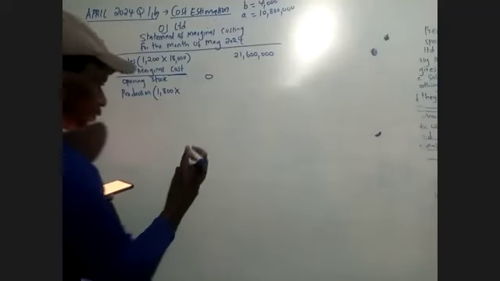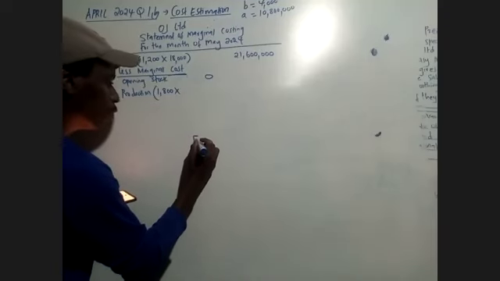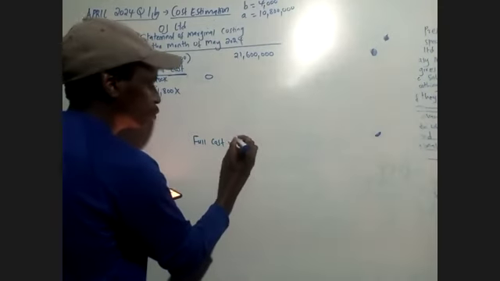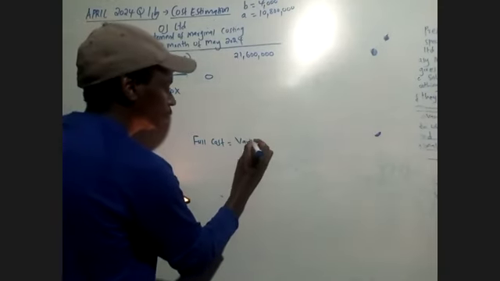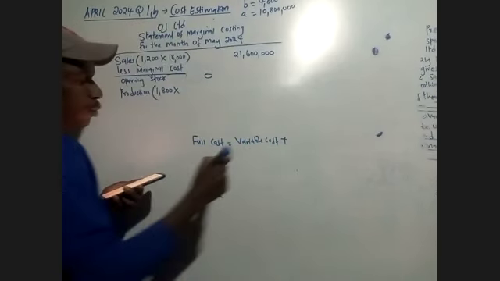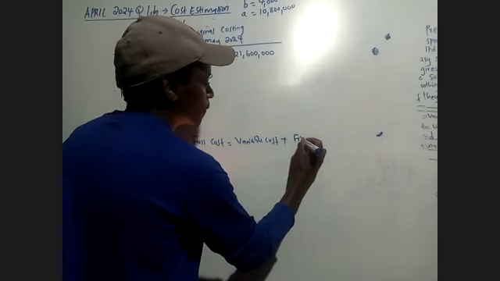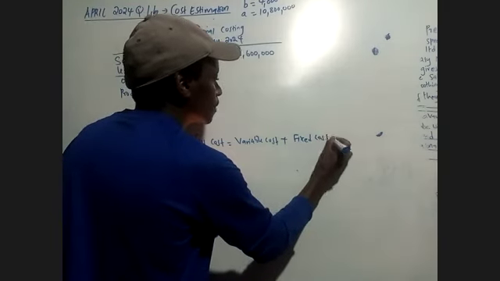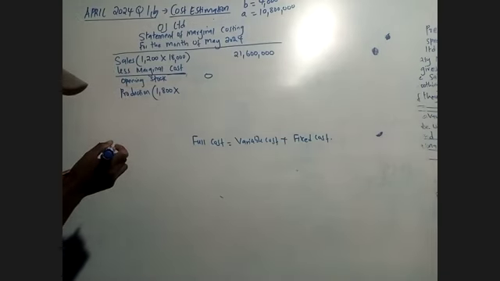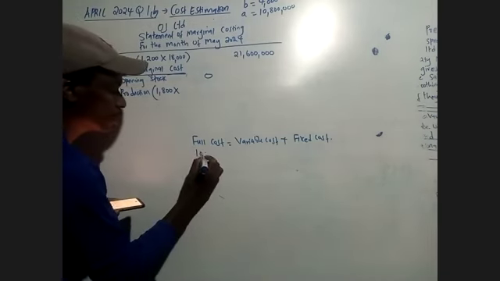Now let us come up with the equation here. Full cost, this is some working, is equal to variable cost plus fixed cost. Right? Now for our question above, we got 10,000 per unit. This one represents full cost.